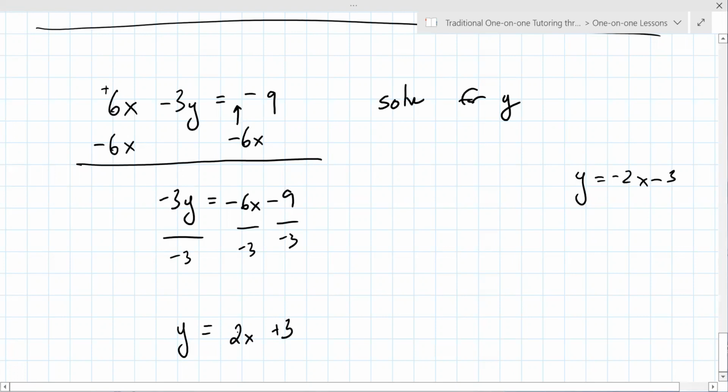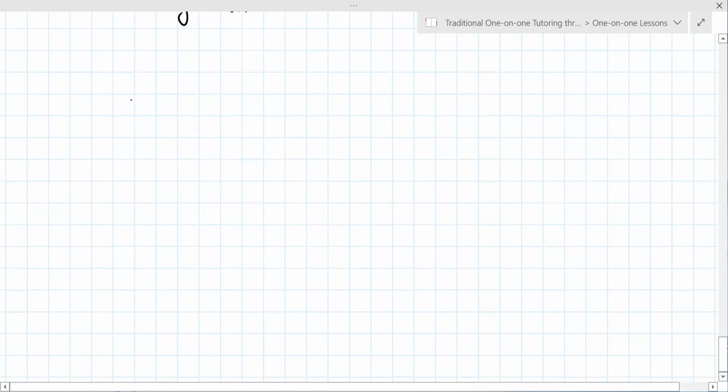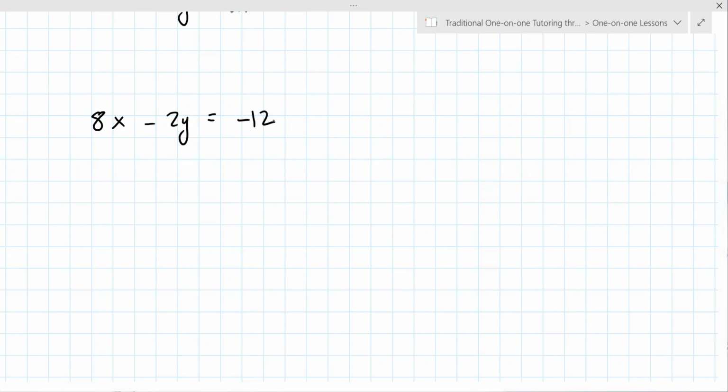All right, we're gonna do another one. Do you have this down in your notes? Yeah. Okay, we're gonna do one more. Let's go 8x minus 2y equals -12. All right. Give this a try.